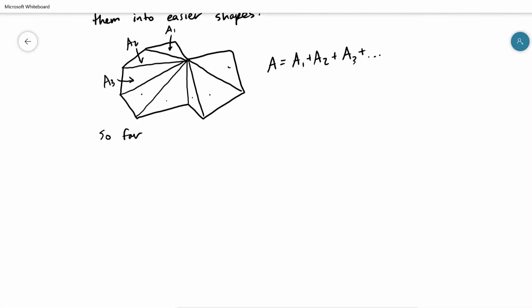So we can do that for these complicated shapes, but so far, all these shapes have been polygons. And so what I mean by that is they all have straight sides.